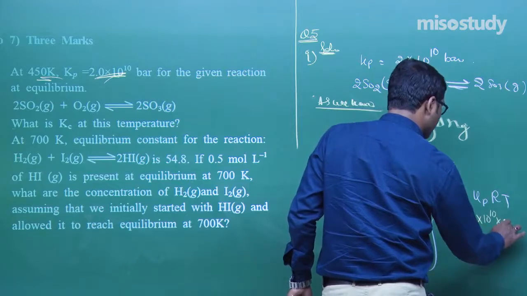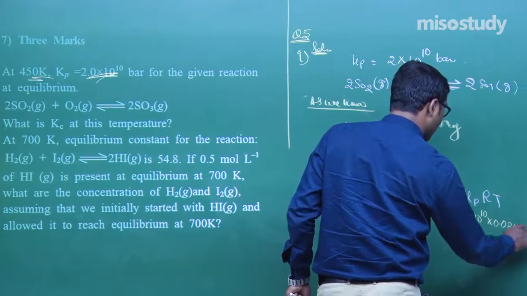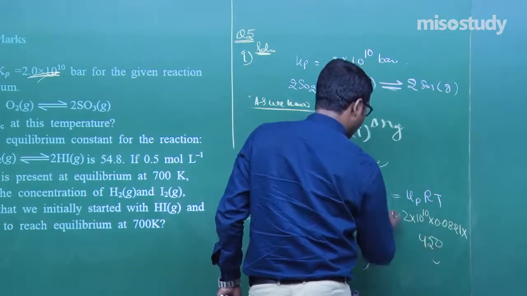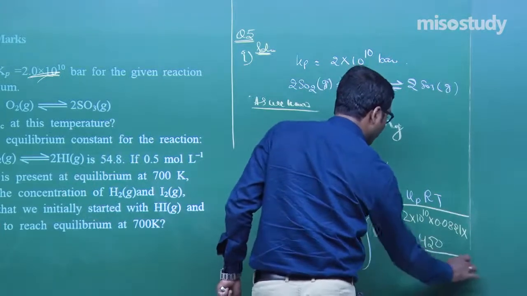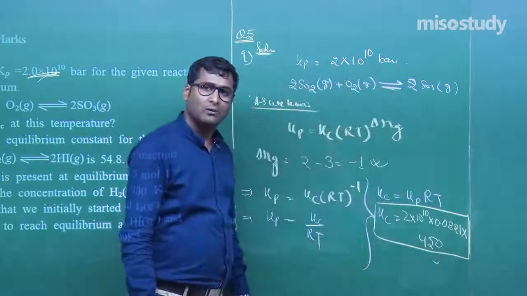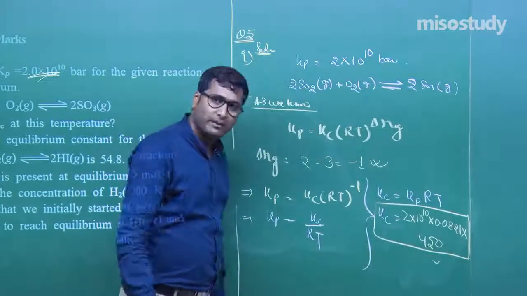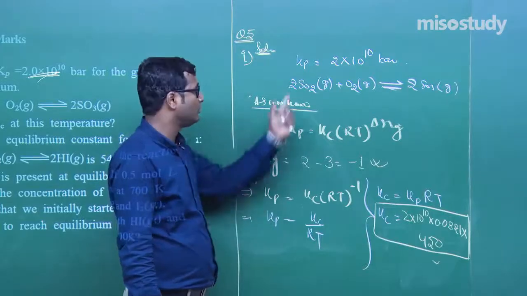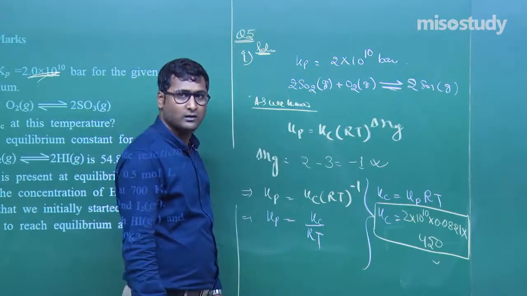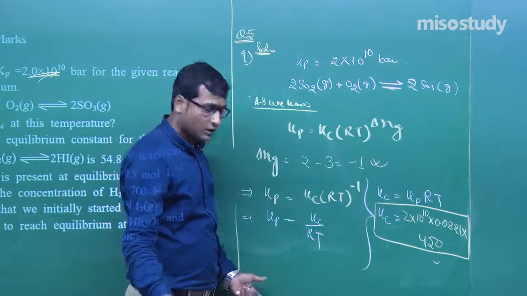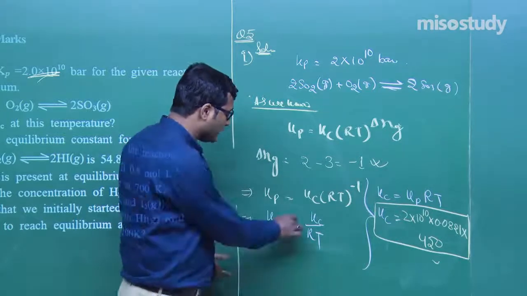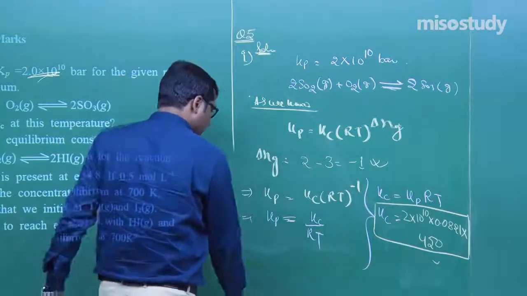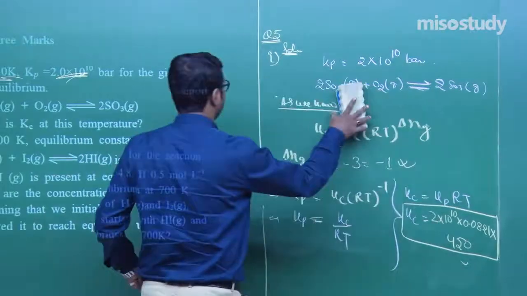You put the value: 2 into 10 to the power 10, R is equal to 0.0821, and temperature is 450 Kelvin, my friend. Now we have the answer. The question may look tough, but it's not so tough if you have command over the theory. Look at the very systematic order. No special theory is included here, just putting in the normal data. Okay, now I am going to rub this and we will discuss the next question. Wait for a moment.